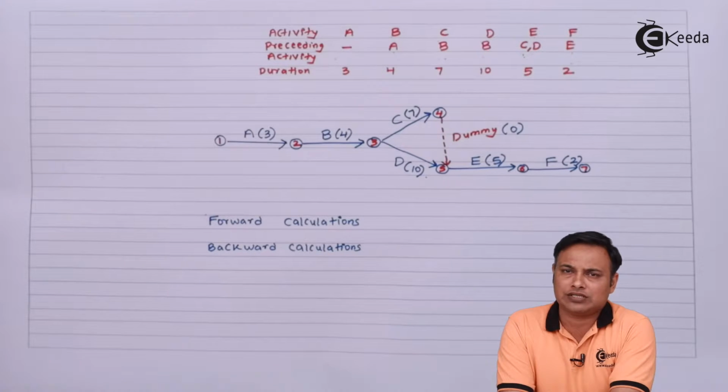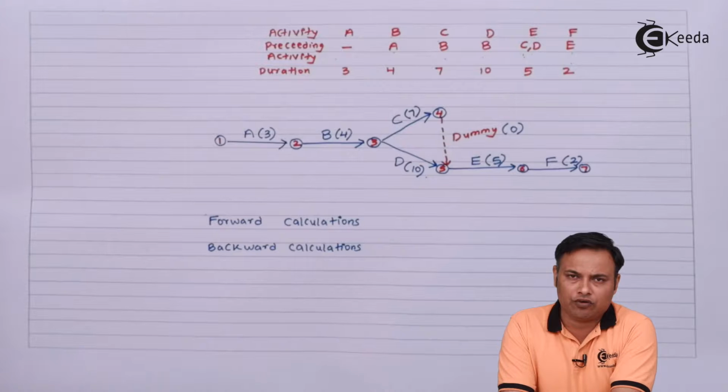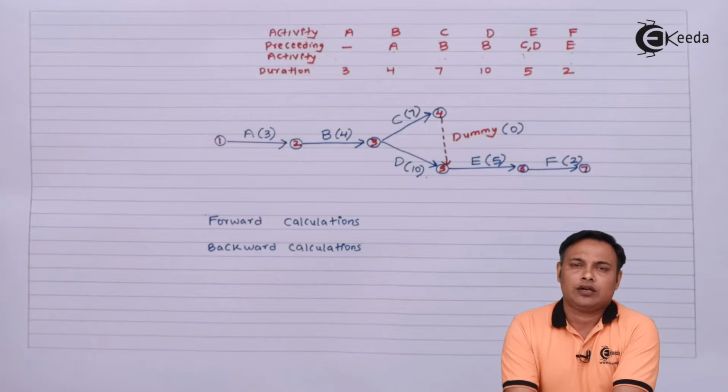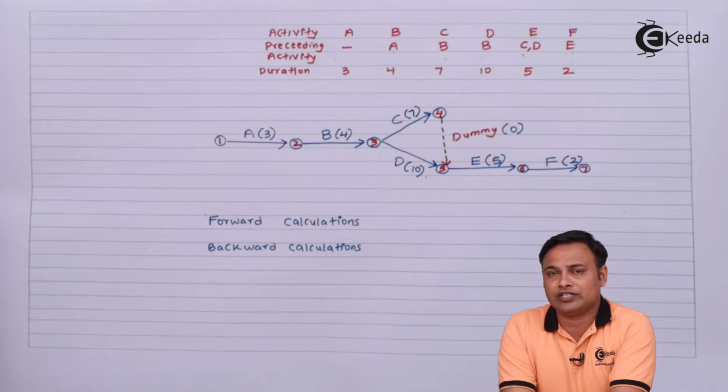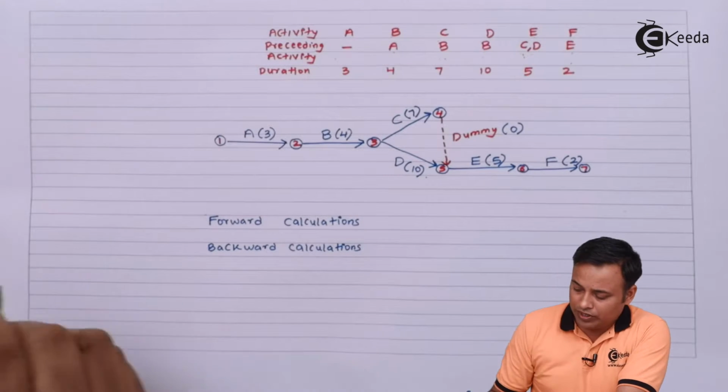Our timer will always start at 0, and therefore the tail of the start of the project, that is the starting point of the project, will always have 0 as the initial time. So I'll put a 0 here.